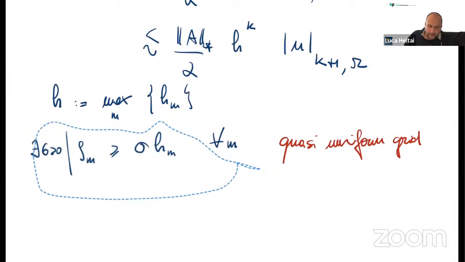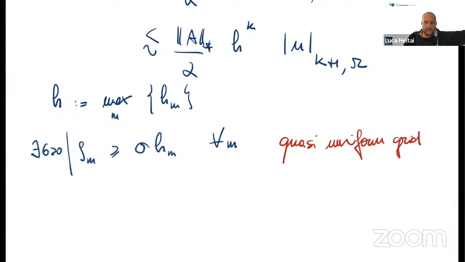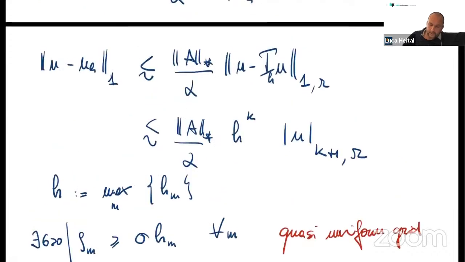So you have this property that is written here on the bottom, and you also have that you can control the h in a uniform way from above and from below, together with rho M in a uniform way from above and from below. Okay, so let me keep going in this direction.